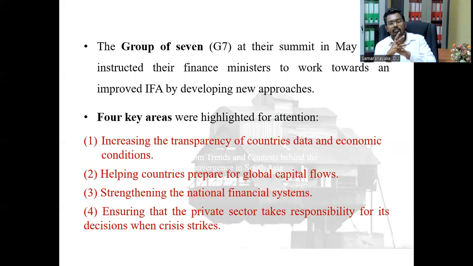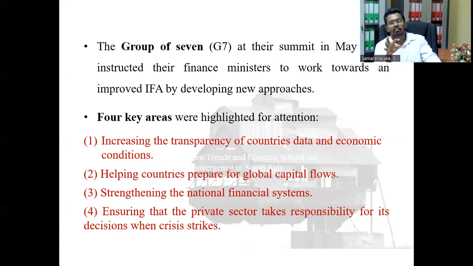And so they highlight some key areas throughout this structure. You can see these things highlighted in red color here. So now see these facts. They say: increasing the transparency of countries' data and economic conditions, helping countries prepare for global capital flows, strengthening the national financial systems, ensuring that the private sector takes responsibility for its decisions when crisis strikes.